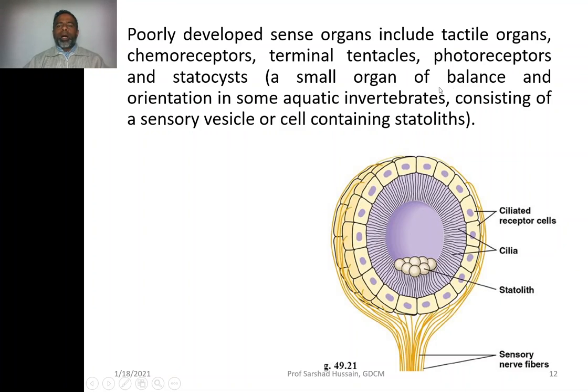Statocyst is basically the organ of balance and orientation, and in small aquatic invertebrates, they consist of sensory cells which give cilia into their lumen, and then they have the statolith inside. Once the animal loses balance, the statolith will move either to this side or to this side, which will be sensed by these cilia, and the signal will be transmitted to these cells. And ultimately, the nerves entering these cells will receive the message, and accordingly the balance will be maintained.